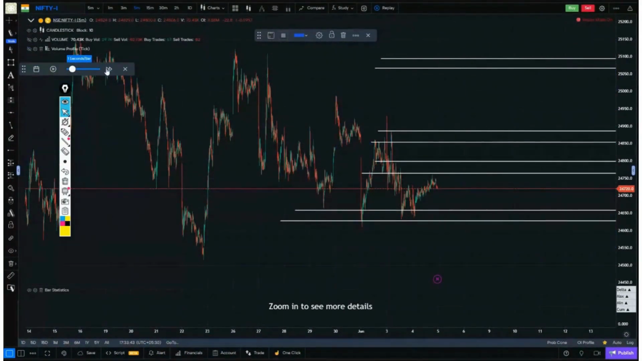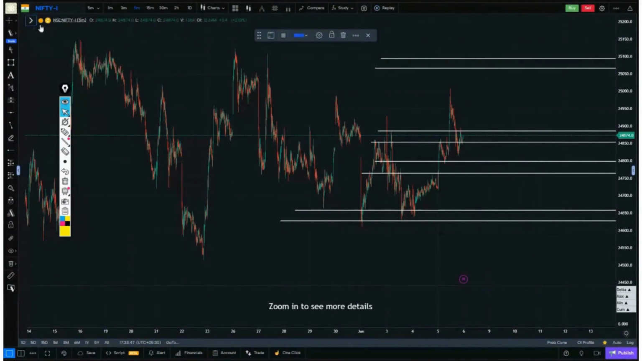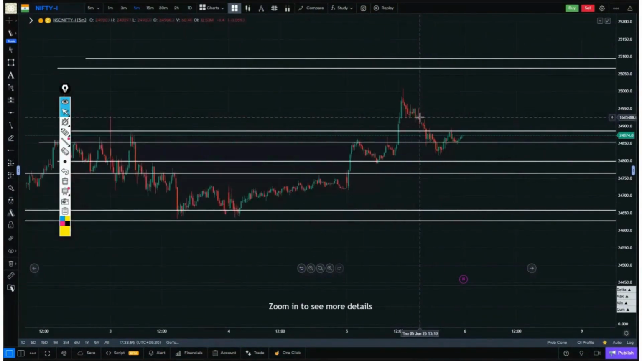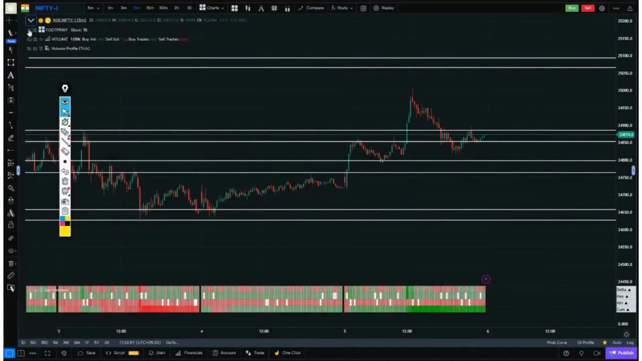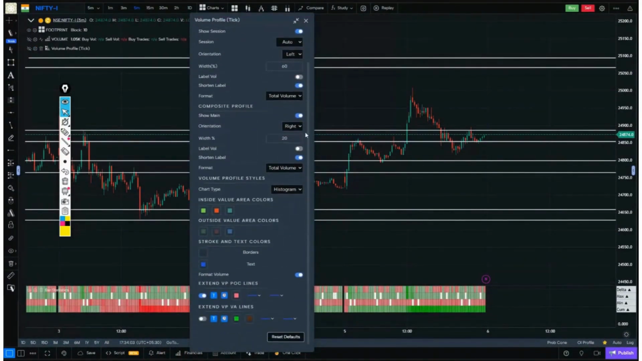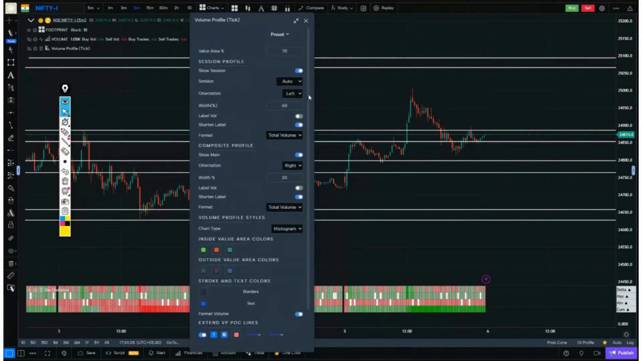Now, based on these same volume profile confirmations, let's see what confirmation the order flow has given. Where did the buyers come in? Where did the sellers come in? You can pause the video here and check the volume profile settings, and you can match your settings accordingly.